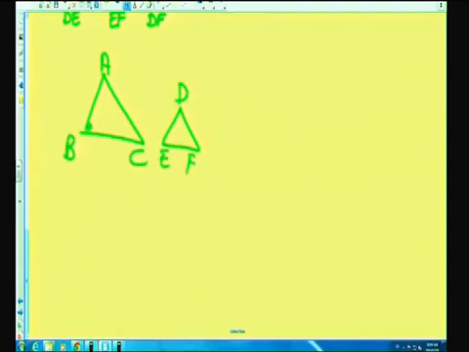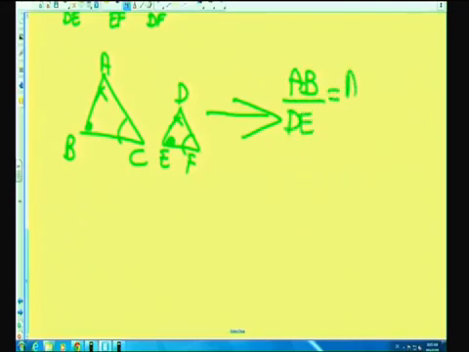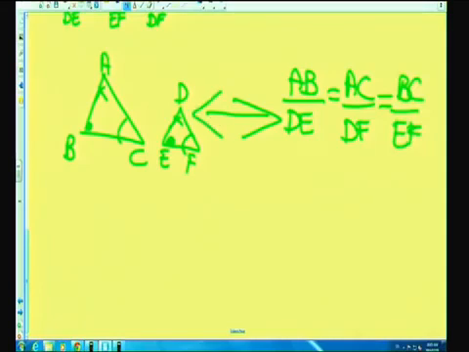And the theorem says if angle B equals angle E, angle A equals angle D, and angle C equals angle F, then AB over DE is in the same proportion as AC over DF, which is equal to BC over EF. Now the converse will say, if this ratio is constant with these sides, it would imply that the angles are equal. So that's quite a useful result to know.